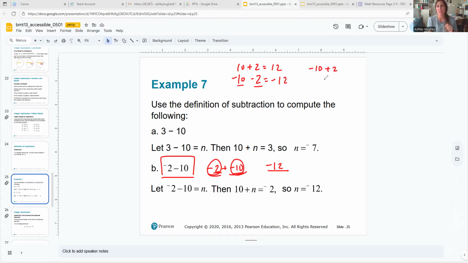But if they have different signs, you're going to take the difference. So what's the difference between 10 and 2? 8. This one's more negative, so this becomes -8. The difference between 10 and 2 is 8, but this one is more positive, so the answer is +8. So that's just adding and subtracting integers.